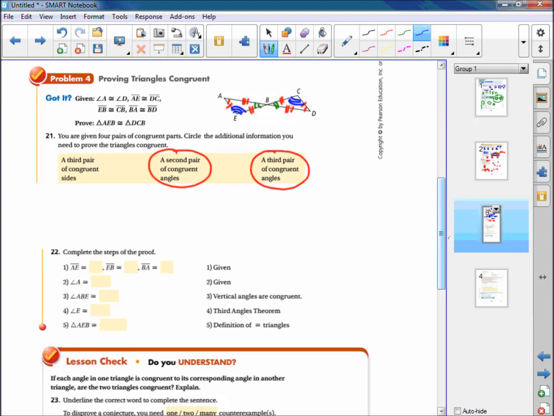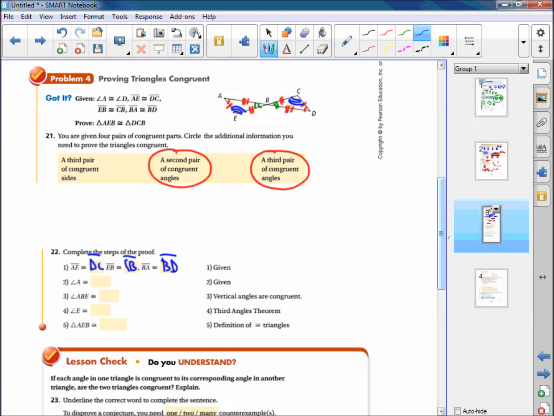So we already know that AE and DC are the same. That was in our given. And we know that EB and CB are the same. That was in our given. And we know that BA and BD are the same. So we have all the sides being congruent to each other. All corresponding sides congruent. Okay.